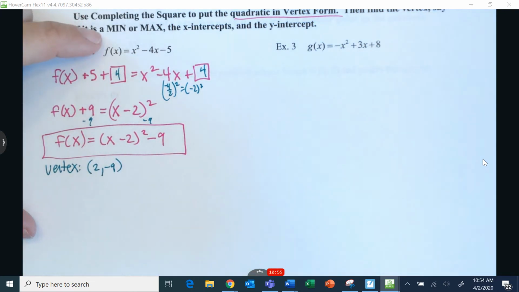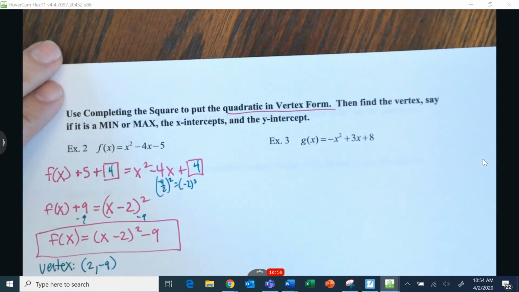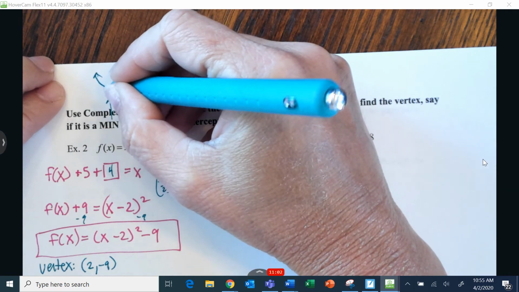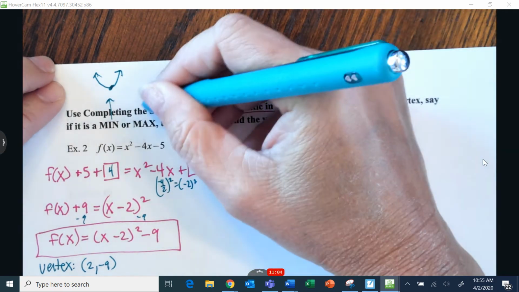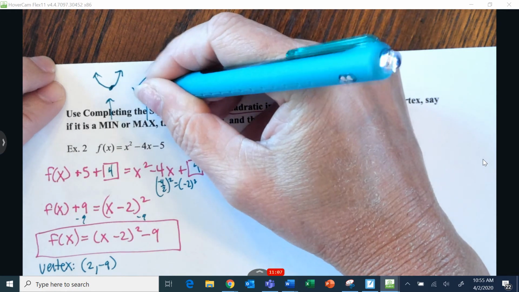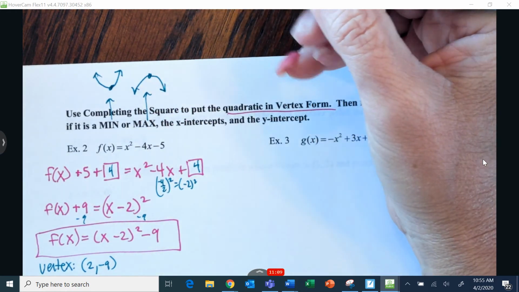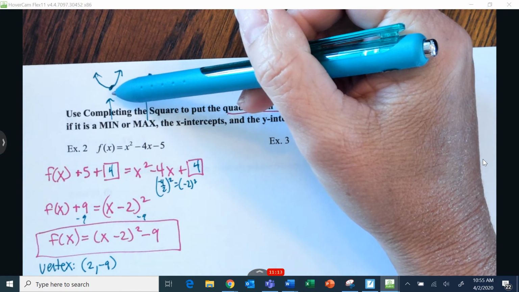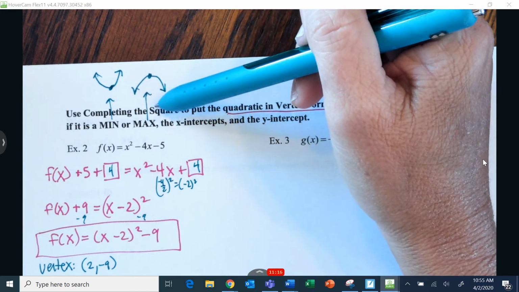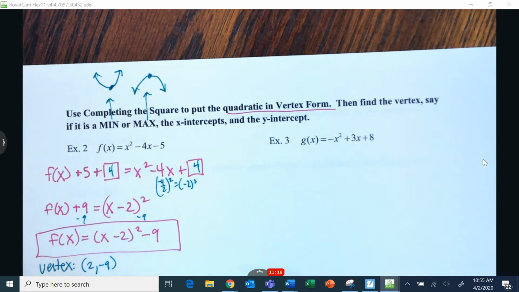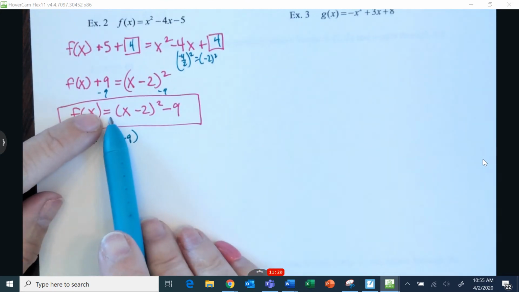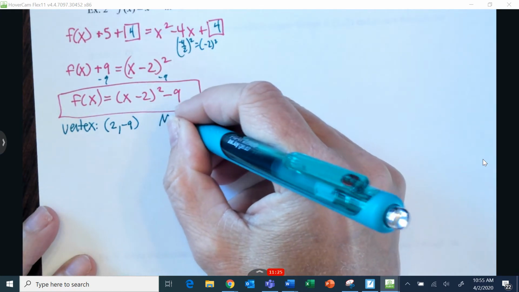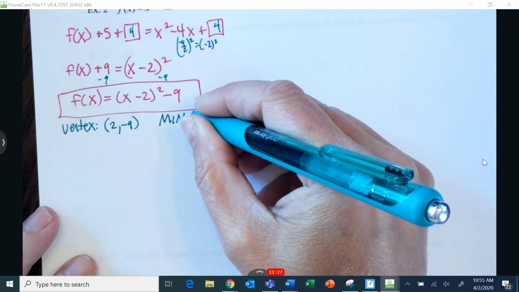Is that a minimum or maximum? So the minimum or maximum, I'm going to draw a picture up here. Minimum would be if the vertex was the lowest point in the whole parabola. The maximum would be if the vertex was the highest point in the whole parabola. So a minimum would be if the a value is positive, maximum would be if the a value is negative. So here I've got just a positive in front of my x minus 2 squared. So this is going to be a minimum. It's going to open up.